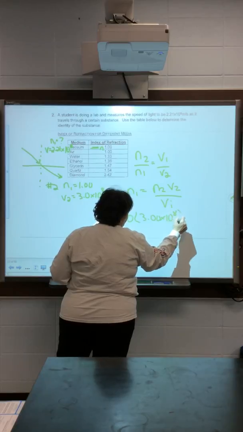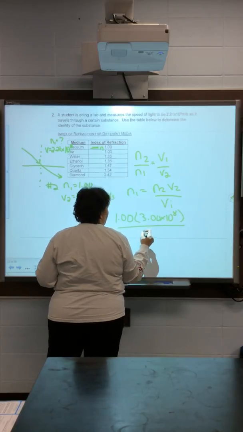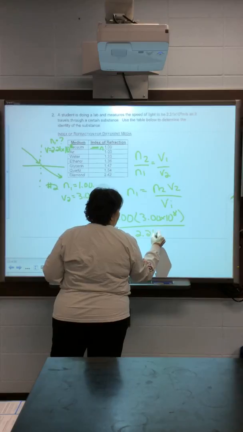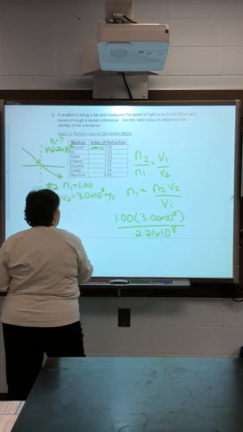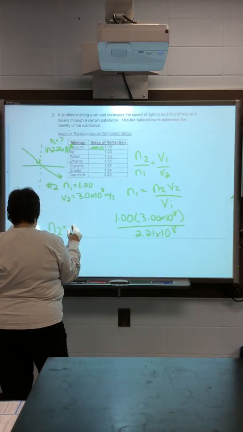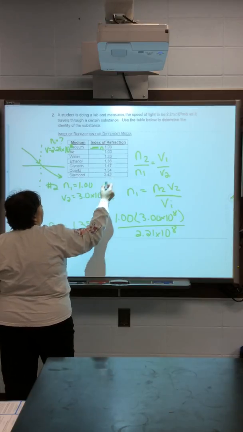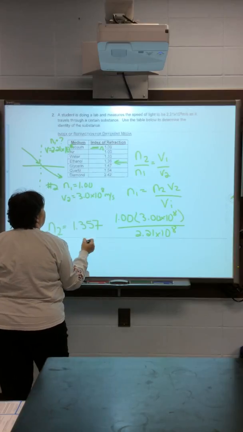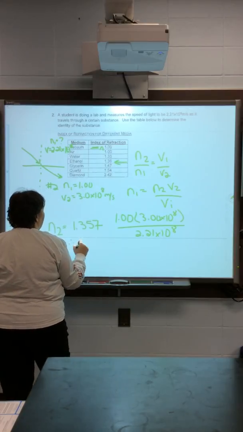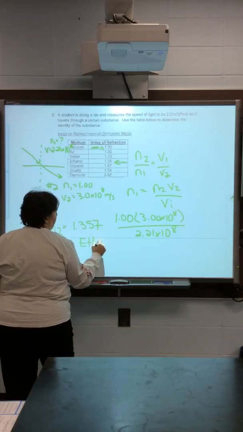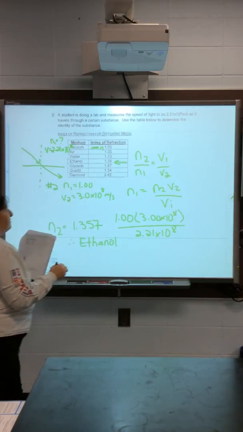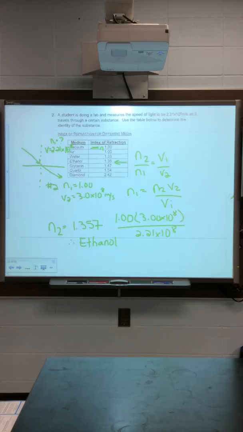Divided by 2.21 times 10 to the 8th, therefore, is going to equal 1.357. When we look at the chart, we see that this is the closest to 1.357. Therefore, the medium is ethanol. All right? So I'm going to leave you here to work on these questions. Do a couple. There's more to this section, and I'm going to keep going on.